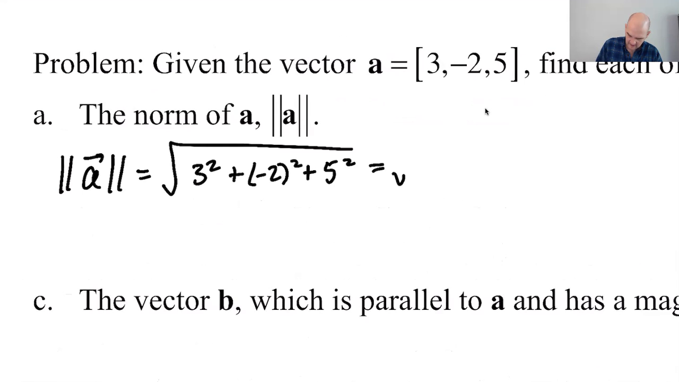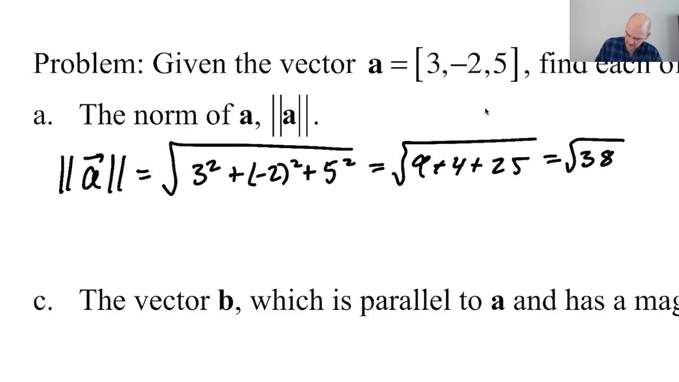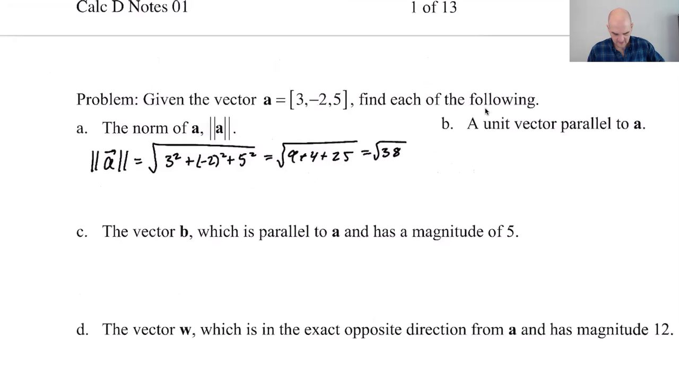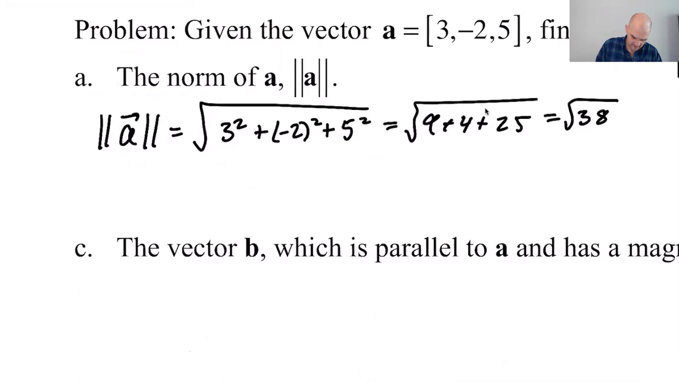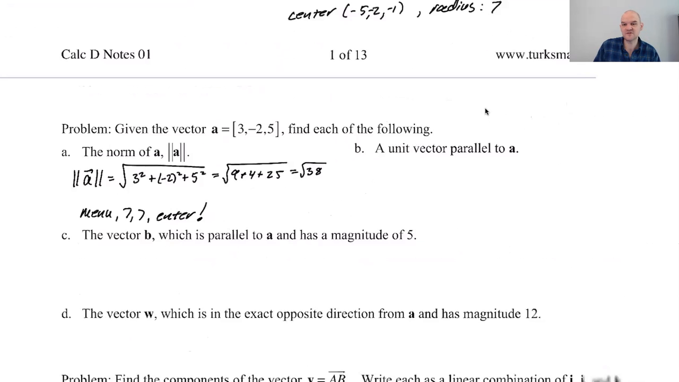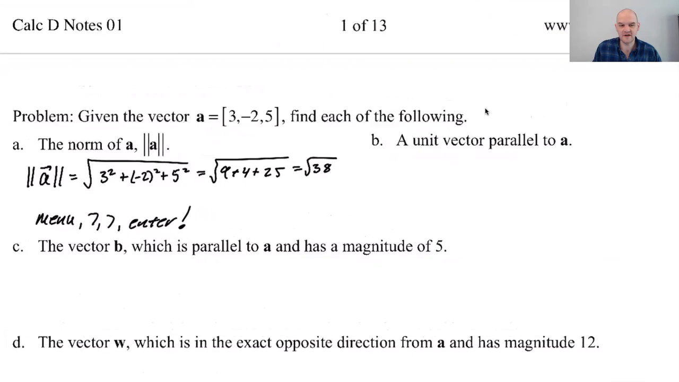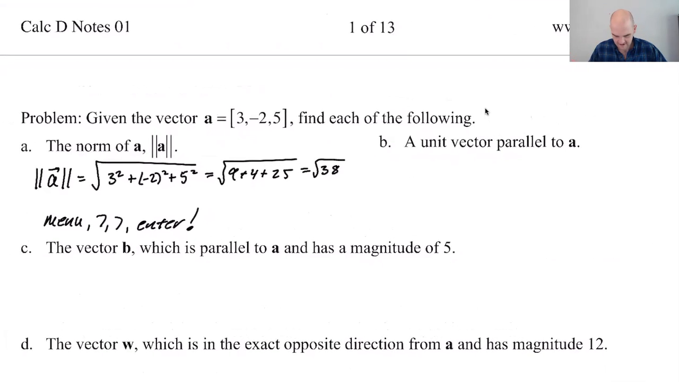So what is that? 9, 4, 25. So radical something, 38, I think. Okay, so that would be the norm of the vector. On your calculator, that's menu 7, enter. Menu 7, enter. Make sure you know that and can do that fast. I'm going to do those at the end of this problem, but that's how you can find it on the calculator.